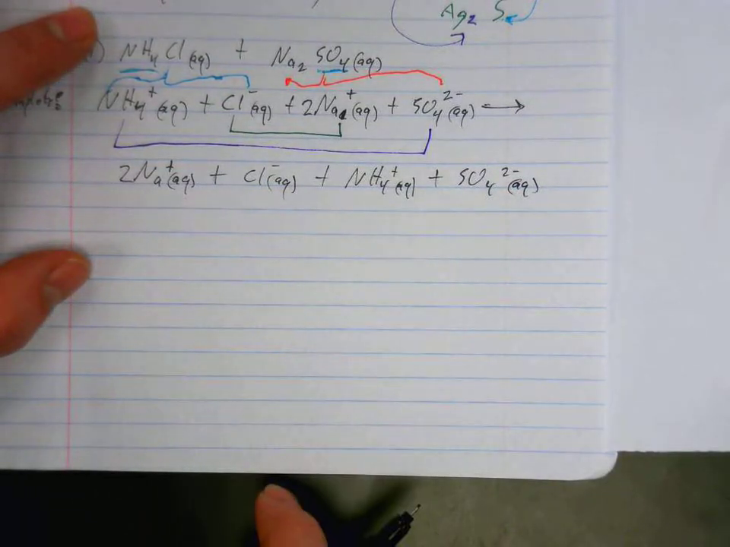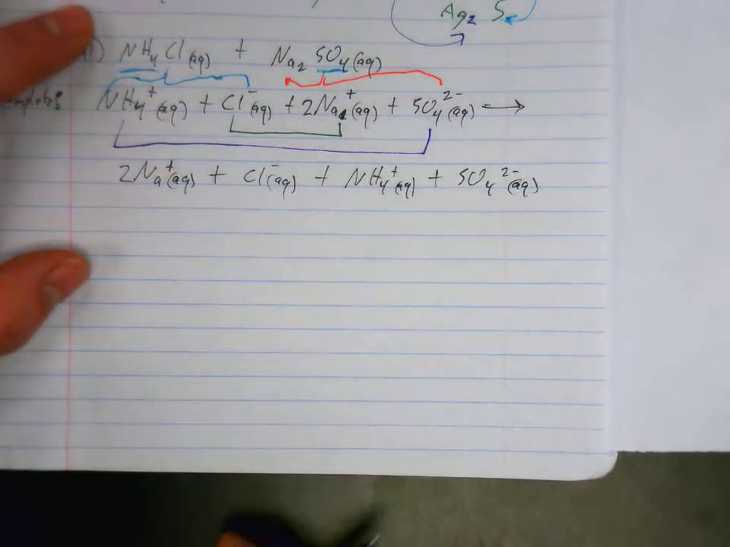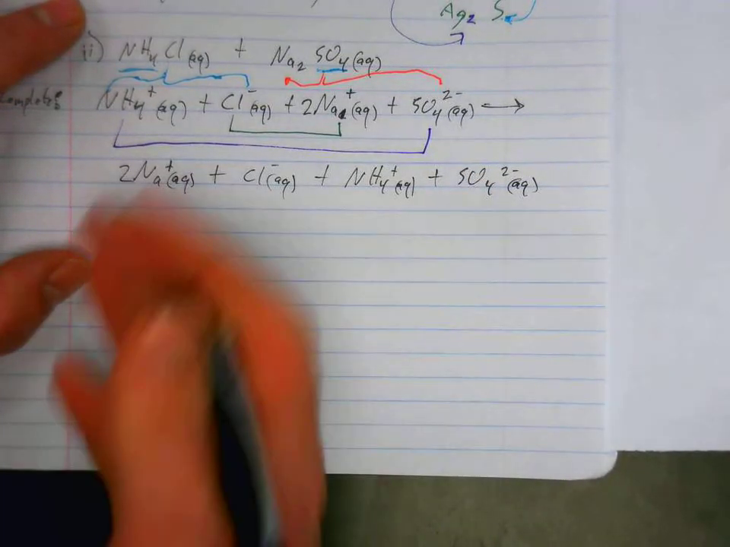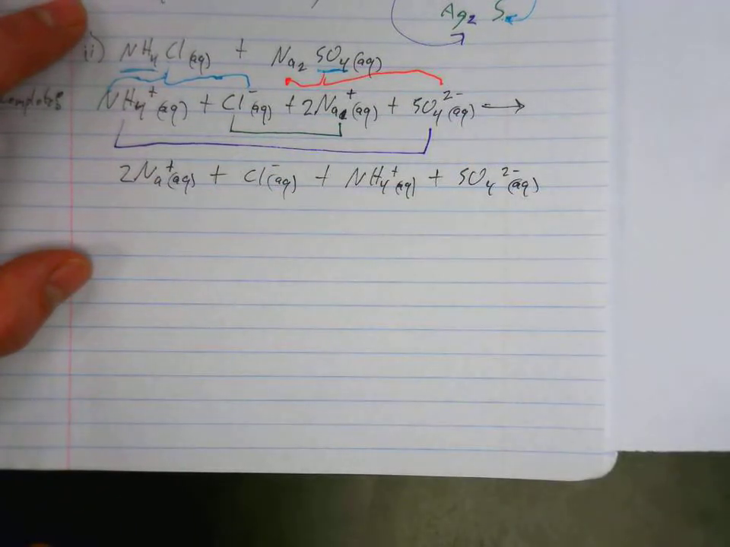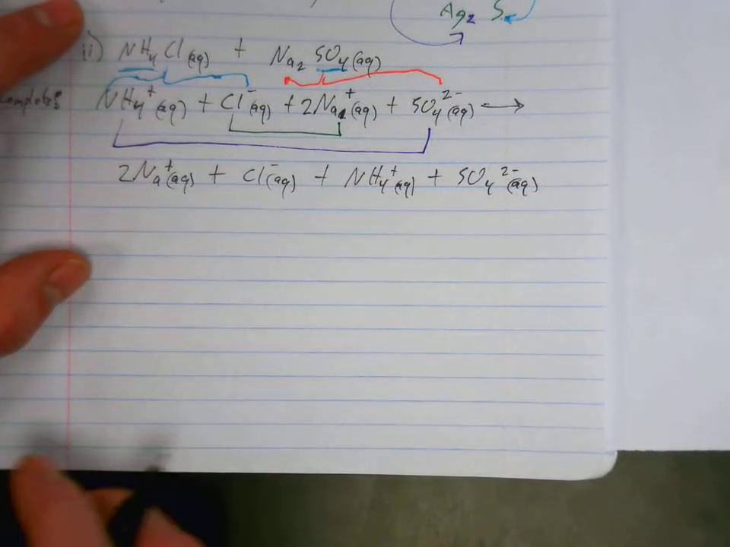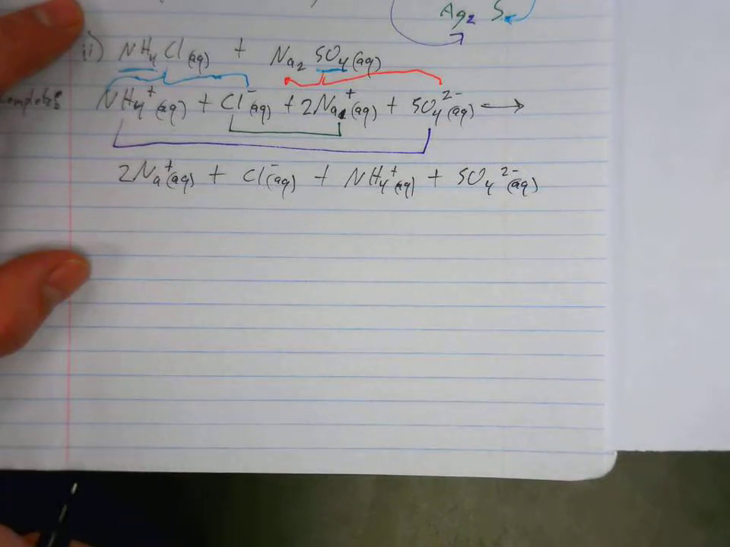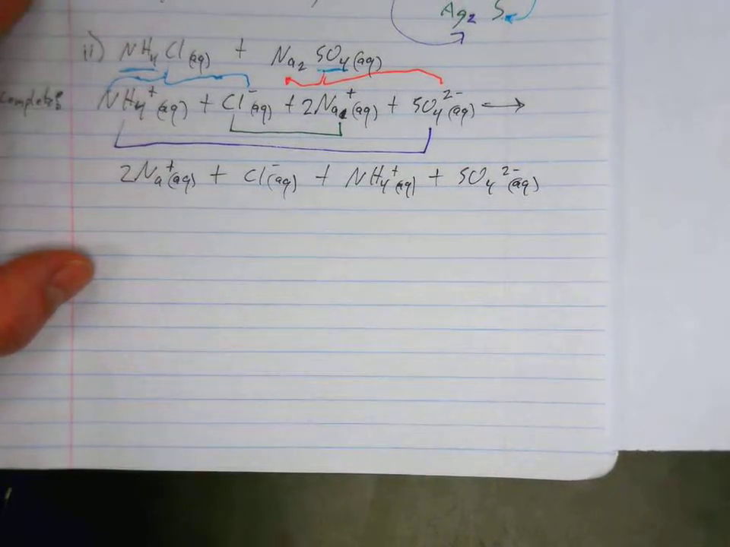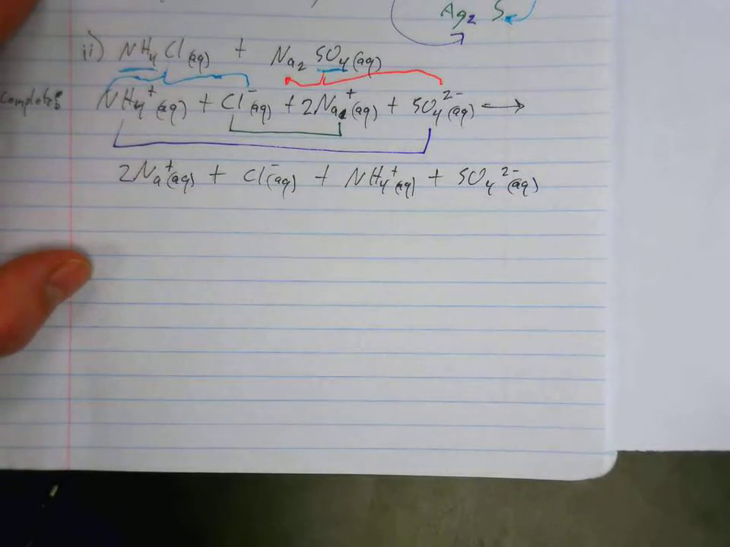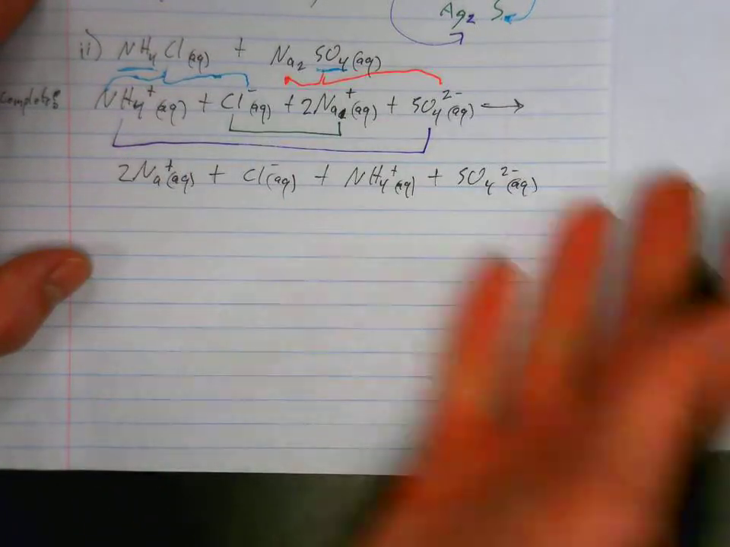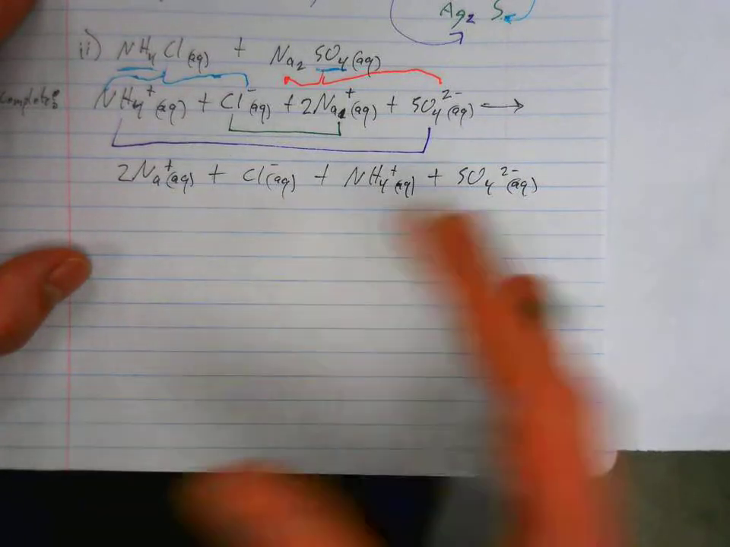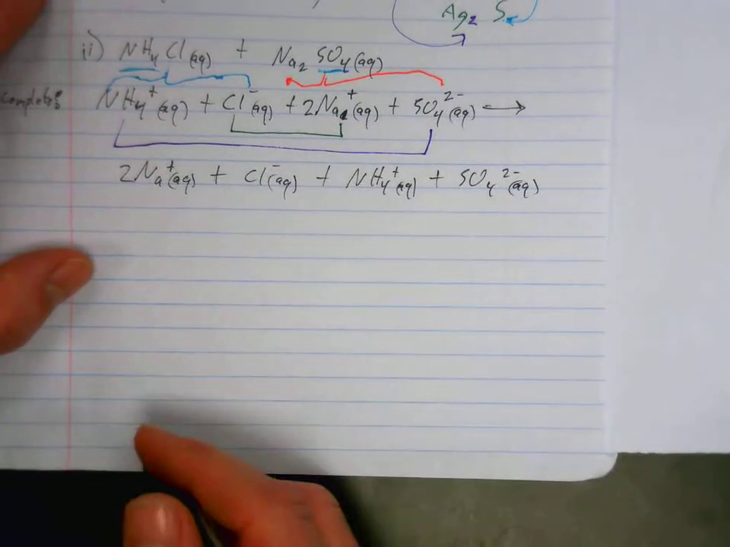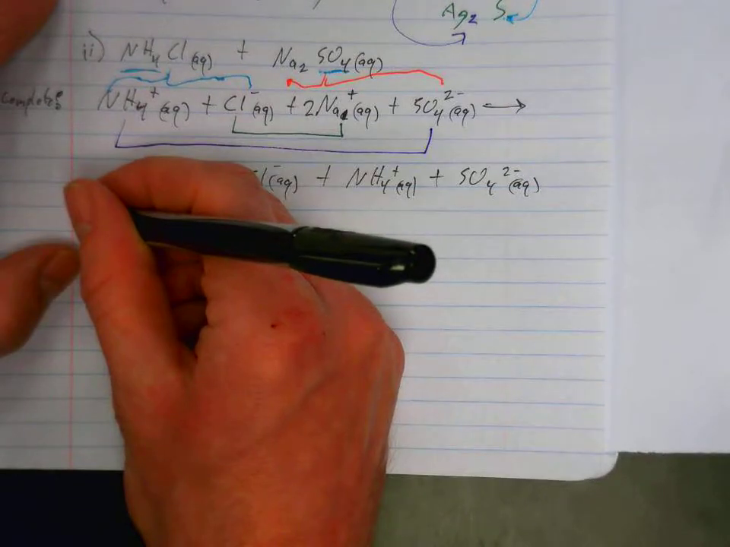Well, did anything change? No, nothing changed. We mixed these two solutions together. They were dissociated into their ions, and they are still dissociated into their ions. Nothing changed. So there is no net ionic equation to write in this case. There is no change. It continues to remain that we have ions dissolved in the solution. Go on to the next problem.